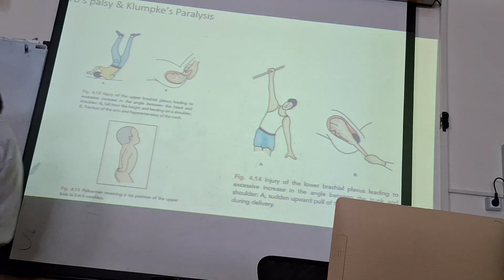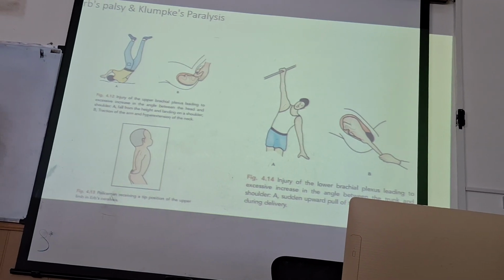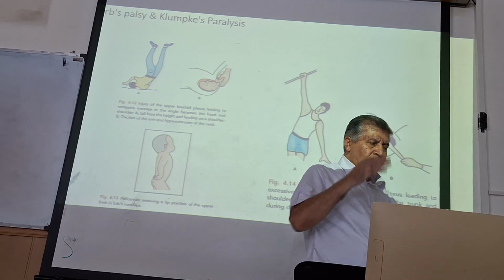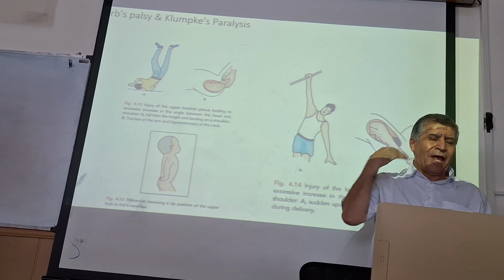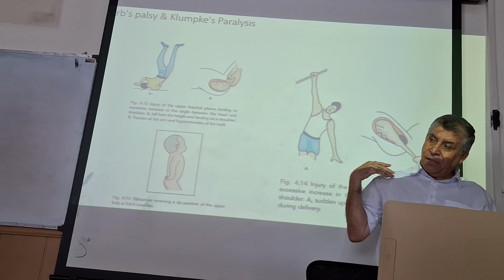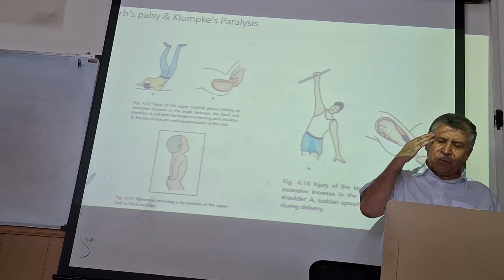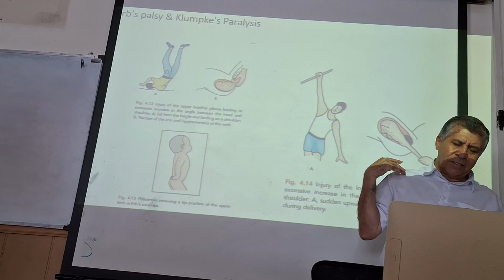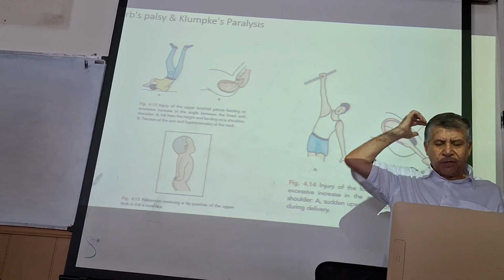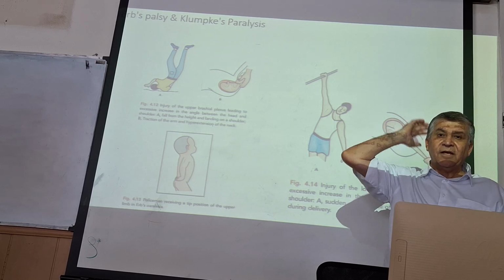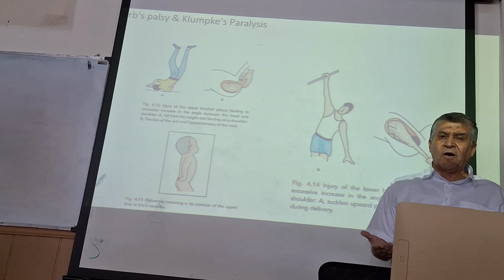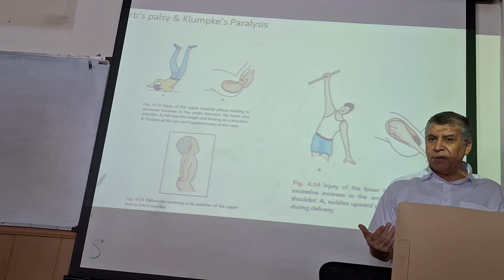Brachial plexus injury. When the angle between head and shoulder is increased, it causes injury of the upper part of the plexus, C5 and C6. This injury is called policeman's tip palsy, or Erb's palsy.